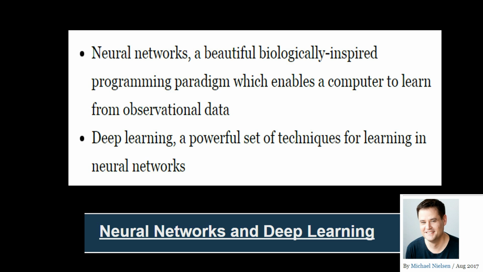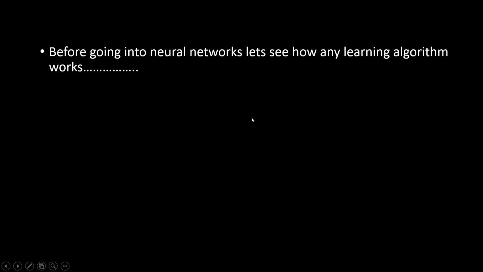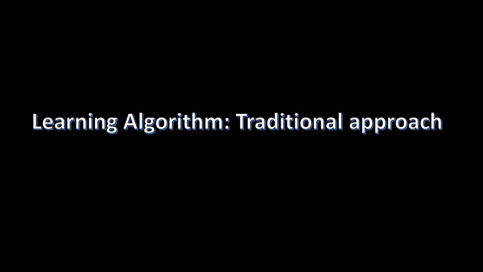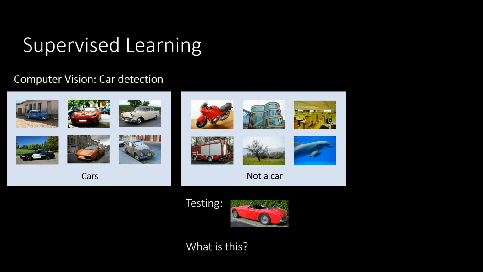Okay, but before we go into neural networks, let's see how a learning algorithm works, or the traditional approach of learning. Let me consider a case of supervised learning. Supervised learning is a type of learning in which we give the data and also we give its output. If you consider this class of car detection, then we give its output, whether this object is a car or not a car.